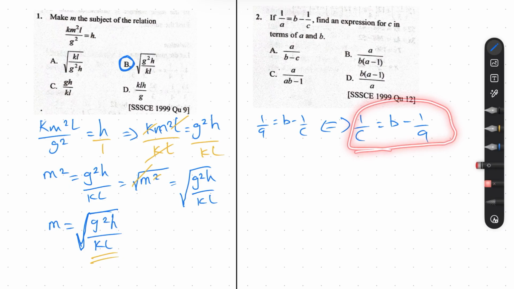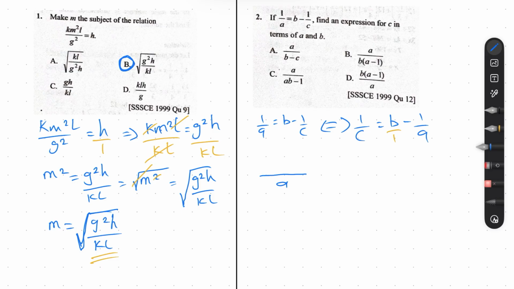So this is what we have right now. But what you want to find is an expression for C, not 1 over C. So we need to make C the subject. So what we can do is first we simplify this, and then we find the LCM. And we know that B is the same as B over 1. So let's just write B over 1 so we can see it clearly. So now the LCM will be what? A. The LCM will be A.